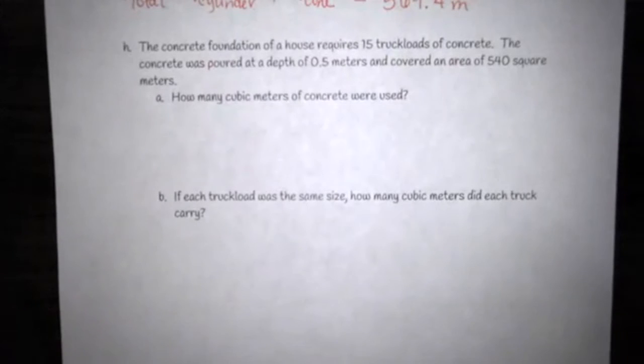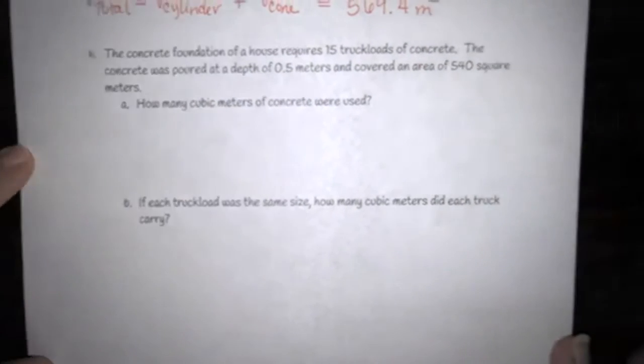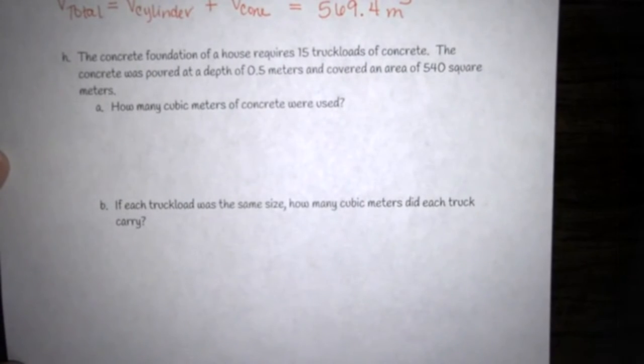Now what happens if we don't actually have the shape? Well, you could draw it if you need it, but first let's read the problem. It says the concrete foundation of a house requires 15 truckloads of concrete. The concrete was poured at a depth of 0.5 meters and covers an area of 540 square meters. First, how many cubic meters of concrete were used?